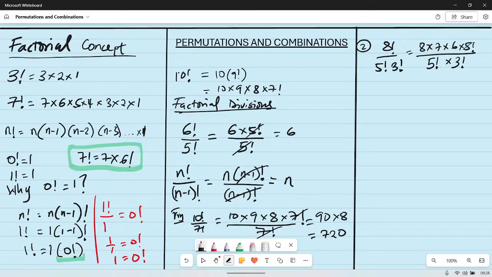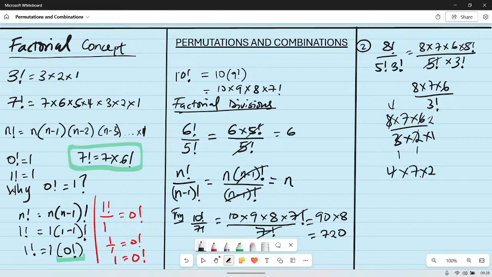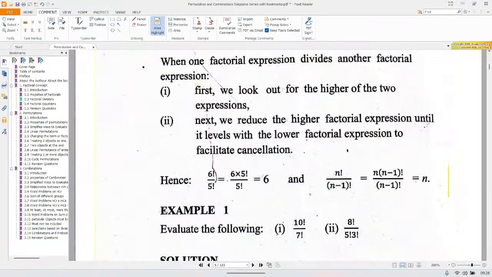Then after that, this cancels this. It becomes 8 times 7 times 6 over 3 factorial. But I can simplify 3 factorial simply as 3 times 2 times 1. So 8 times 7 times 6 over 3 times 2 times 1. Then 2 goes into 2 once, 2 goes into 8 four times. 3 goes into 3 once, 3 goes into 6 twice. Then it becomes 4 times 7 times 2, which is 56. I hope you understand.